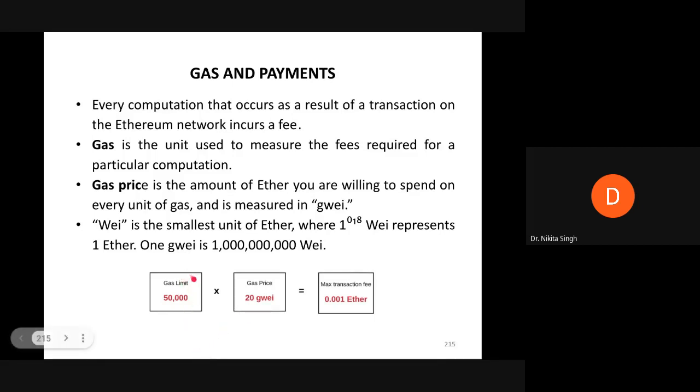And the combination, that is, multiplication of gas limit into gas price, will give you the transaction fee, and that fee is paid in ether. So it is clear that it is calculated in gas, but the payment is made in ether.